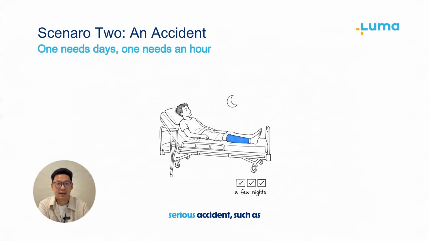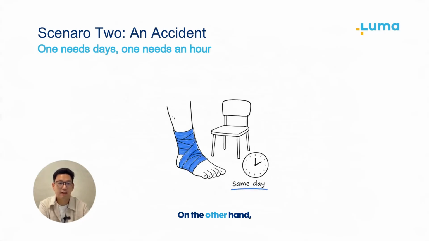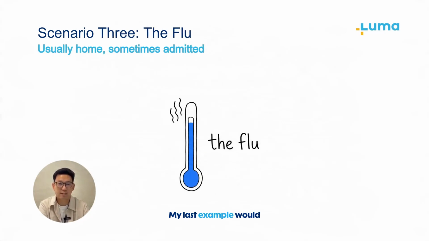Now think about a serious accident, such as a broken leg, which will require surgery, and recovery may take a few days in the hospital. On the other hand, a minor accident, like a sprained ankle or a small cut, can be sorted in a quick outpatient visit. My last example would be the flu.